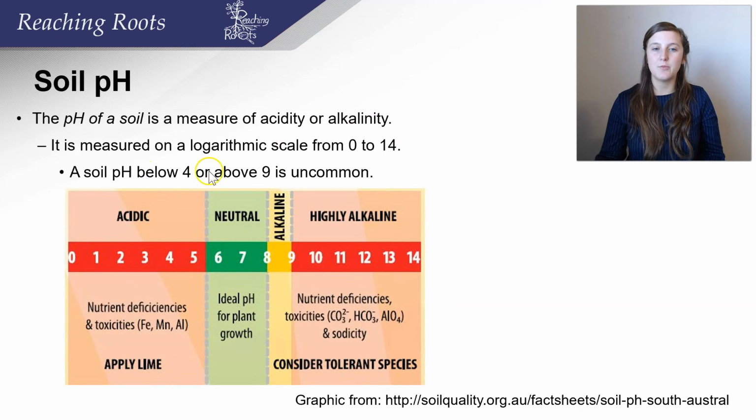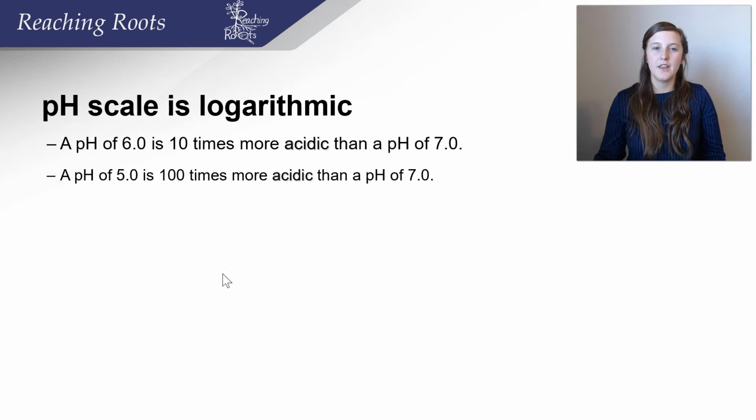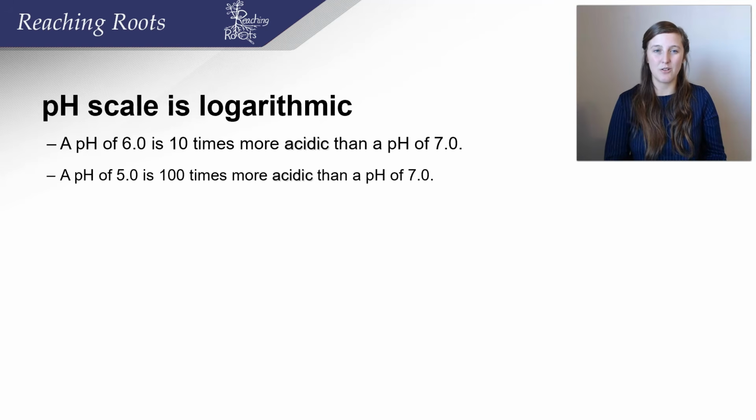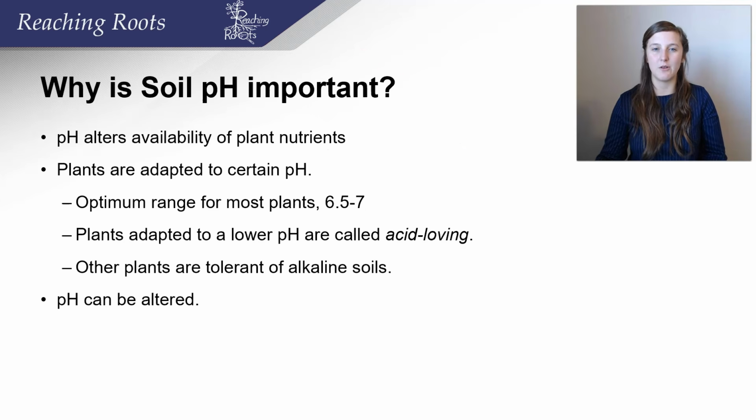A soil pH below 4 or above 9 is uncommon, so most of the time we'll have a pretty neutral soil. A pH of 6 on the logarithmic scale is 10 times more acidic than a pH of 7. So when you're talking about pH, even just one number difference can make it a lot more acidic or a lot more alkaline, and that can alter plant growth. A pH of 5 is 100 times more acidic than a pH of 7. So paying attention to the pH of your soil is incredibly important. Just a small change can make a big difference for plant growth.